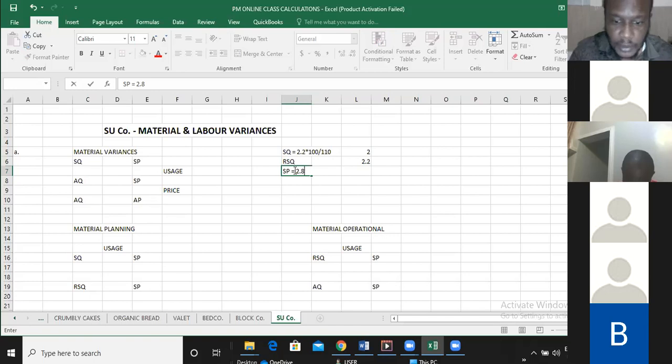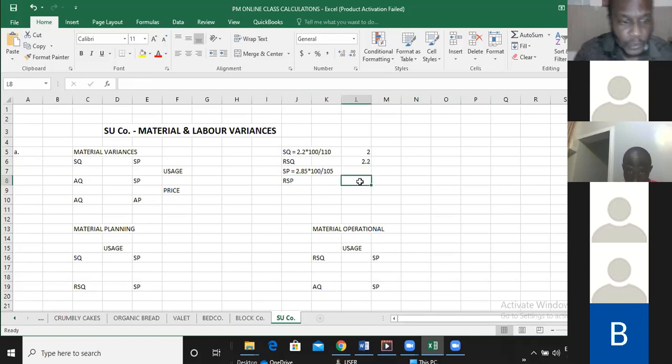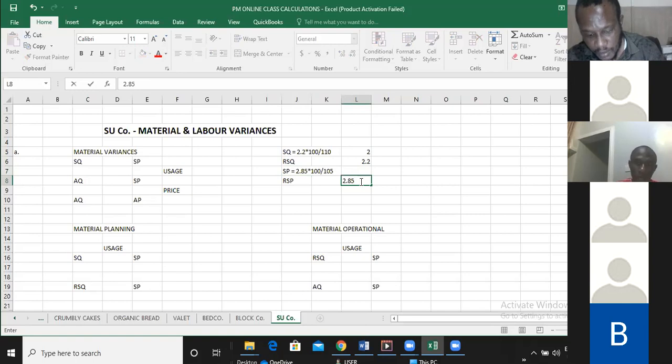I hope I'm not rushing this. The revised standard price now is that figure. I thought it said 5% cheaper, so isn't it supposed to be 95? I know that I'm rushing this and not thinking. They said the material costs only 2.85 per meter, which is 5% cheaper. Cheaper, so we'll pay less. So that is less. That's fine, so that's 95.